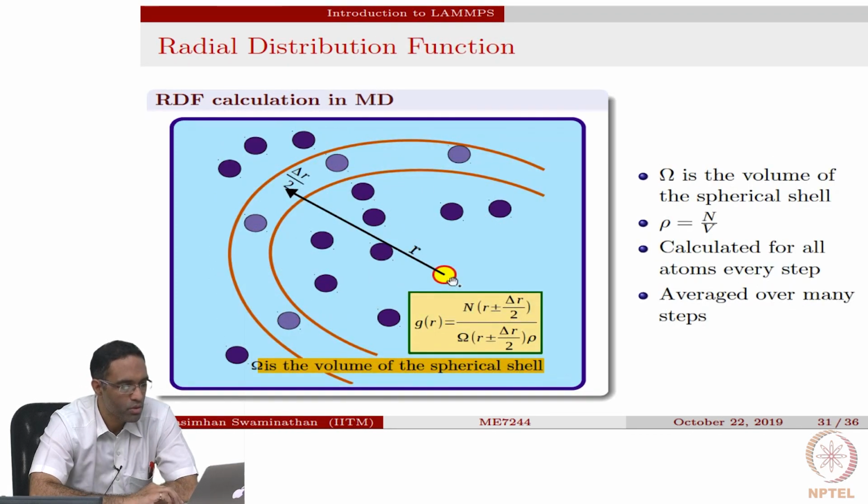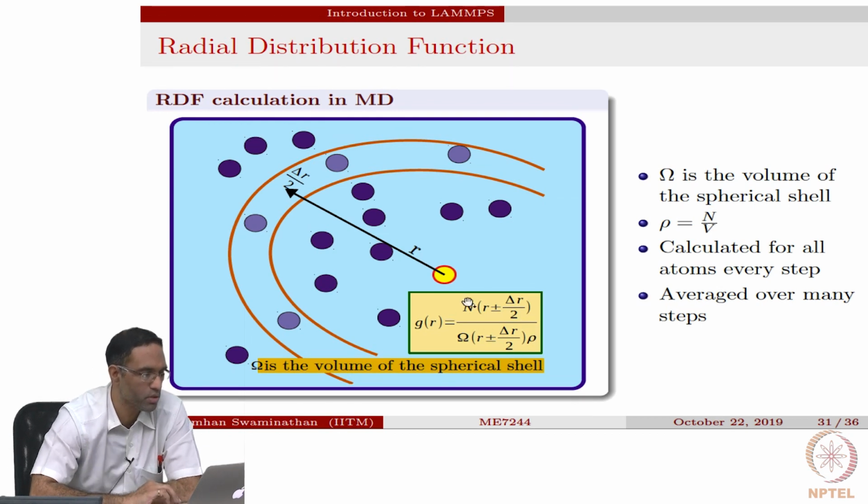So you sit on an atom, this is the spherical shell. If you look at this spherical shell, you can count how many atoms are present. So 1, 2, 3, 4 in this case, and then you can divide that by the volume of this shell, and then you can divide that entire quantity by the average density.